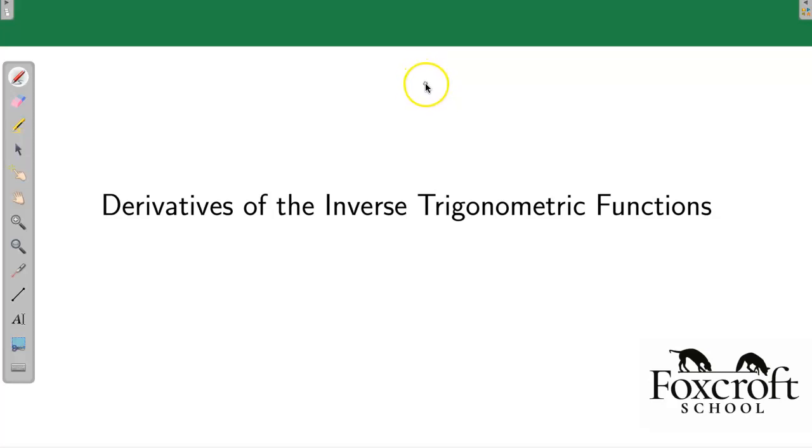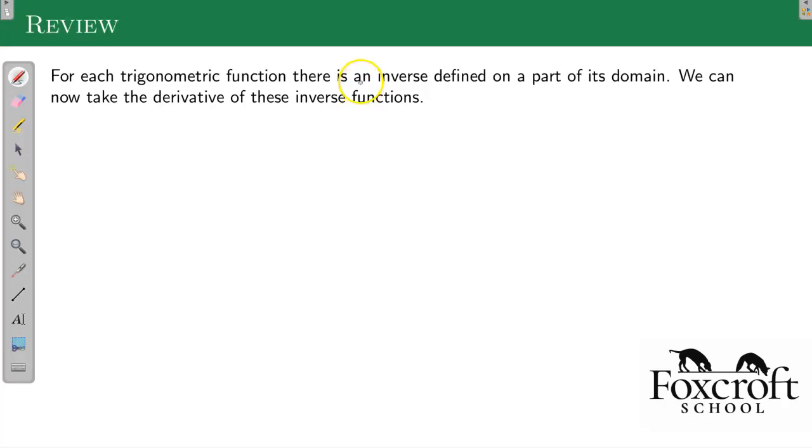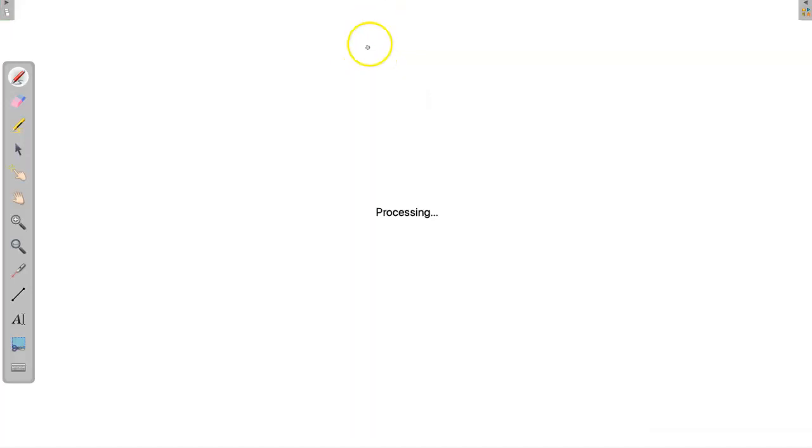In this video, we're going to look at the derivatives of the inverse trig functions. Now we know how to find the derivatives of inverse functions. We know how to find the derivative of trig functions. We're putting them together. So for each trigonometric function, there's an inverse function defined on a part of its domain. We can now take the derivative of these inverse functions.